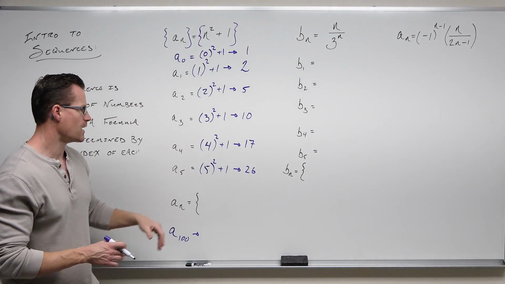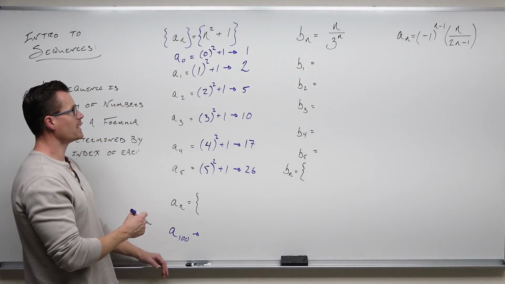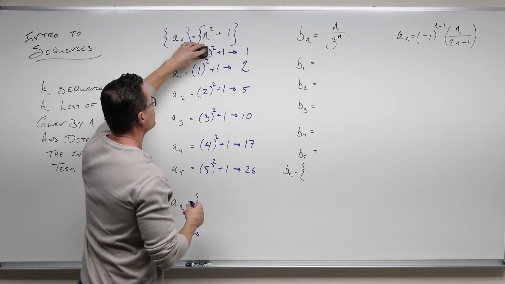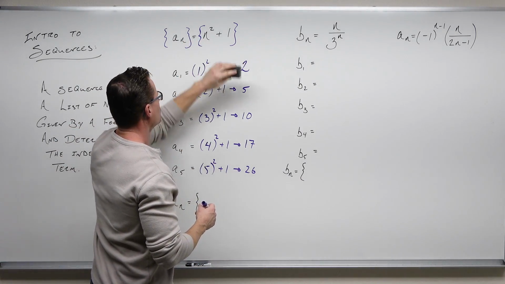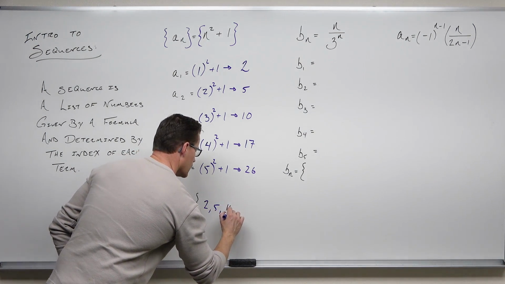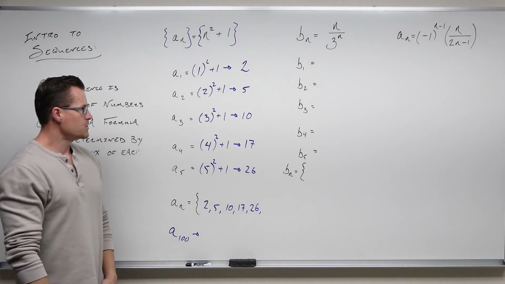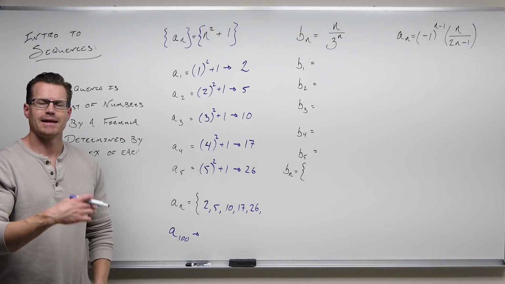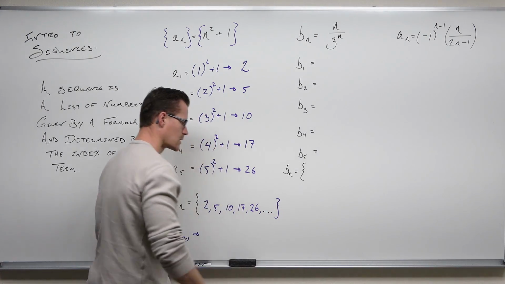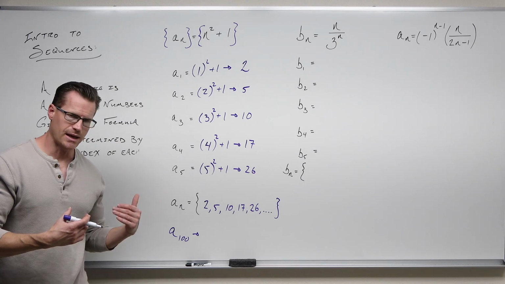So we found the first 5 terms. Our list of numbers, our sequence, it has a pattern to it, is going to be, I'm going to remove the a sub 0. 2, 5, 10, 17, 26, and then it doesn't end. So the way we show it doesn't end is we put a few dots and then we close that curly bracket. So this is the first 5 terms, starting with n equals 1.